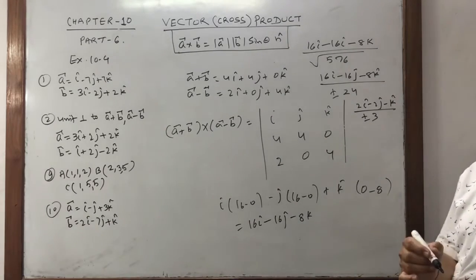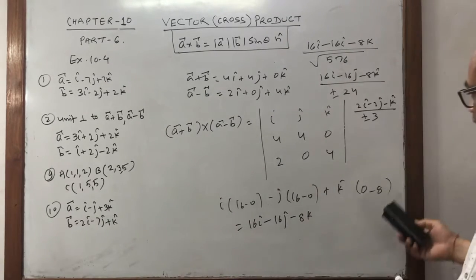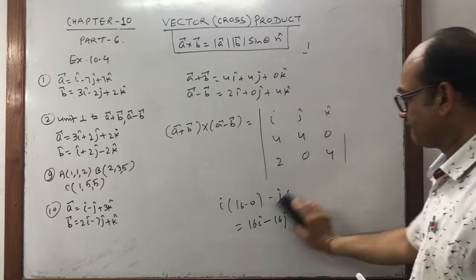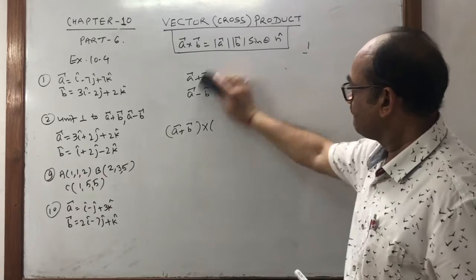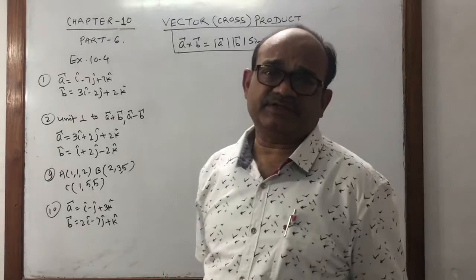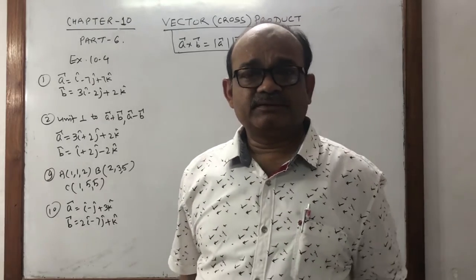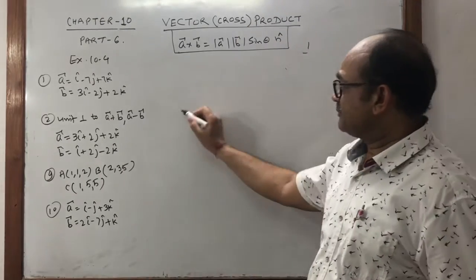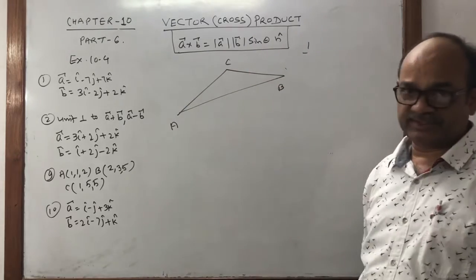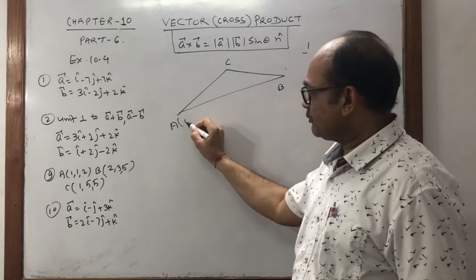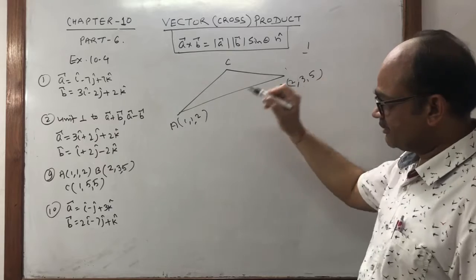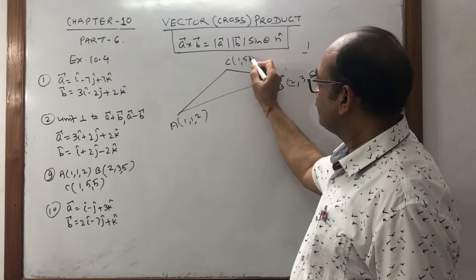Correct? Now the next sum is sum number 9. Ninth sum says that you have to calculate the area of the triangle using cross product. So suppose the triangle is A coordinate, B coordinate and C coordinate. A coordinate is given 1, 1, 2. B coordinate is given 2, 3, 5. And C coordinate is given 1, 5, 5.